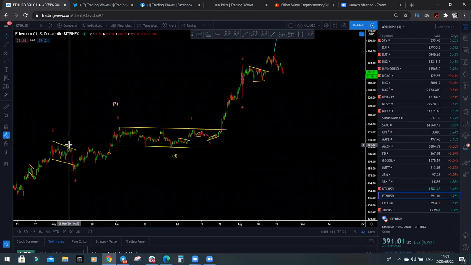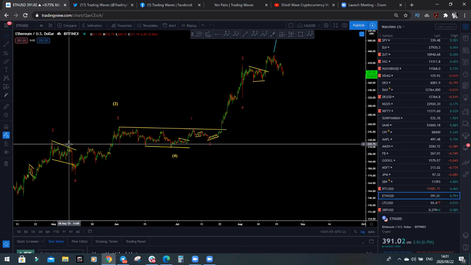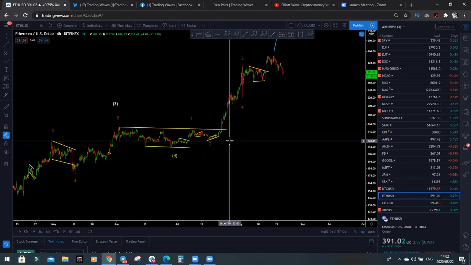Good afternoon, traders. Welcome to this week's Crypto Corner, where we analyze the market using the Elliott Wave theory. The Elliott Wave theory can be used in any market, whether it's the Forex market, the stock market, even the crypto market. That is what we're using to analyze the crypto market. Right, so let's get started.